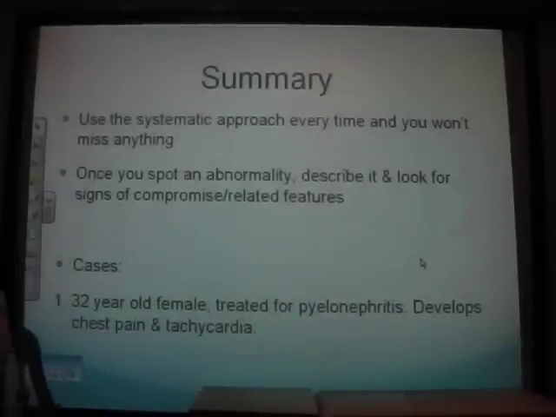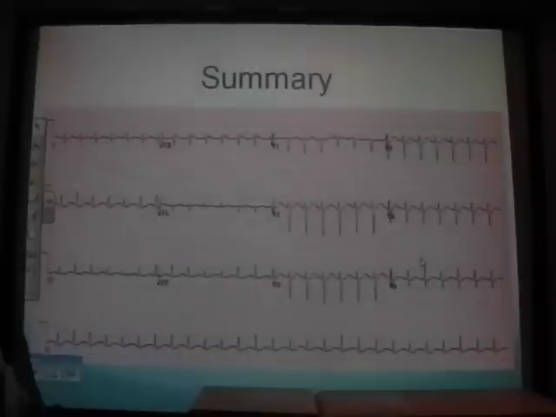So our first case, I haven't got a description for each one. Just go through and read the ECG and tell me what the most obvious abnormality is. So we've got a 32-year-old female who's being treated for pyelonephritis. This is pretty much the ward. And she develops tachycardia and some chest pain. And this is her ECG. So who would like to present this ECG? Some chocolate.